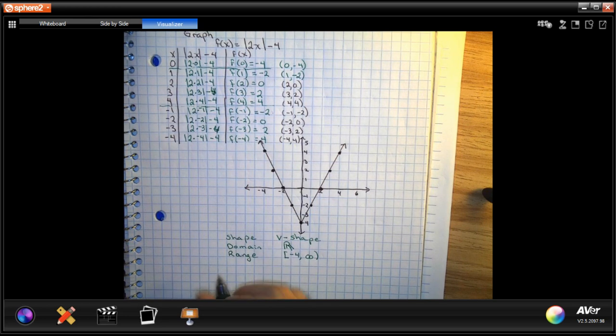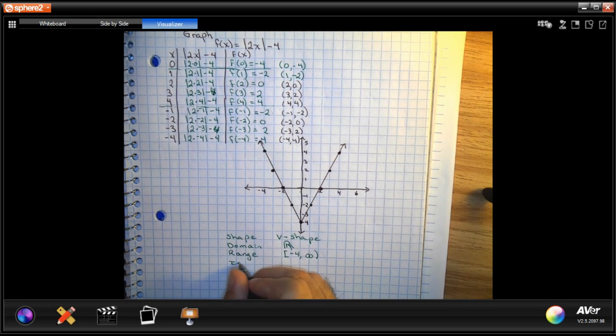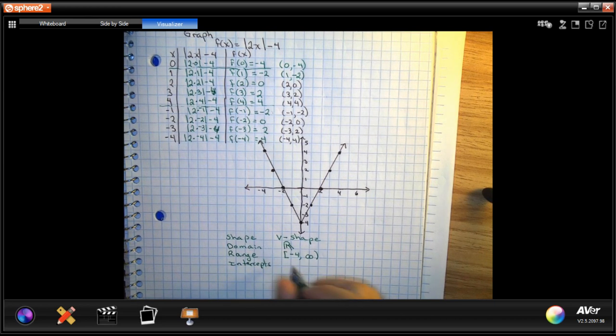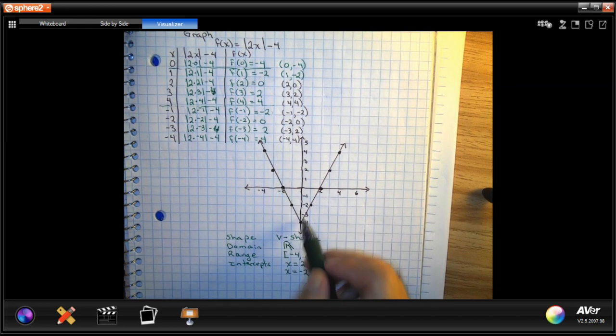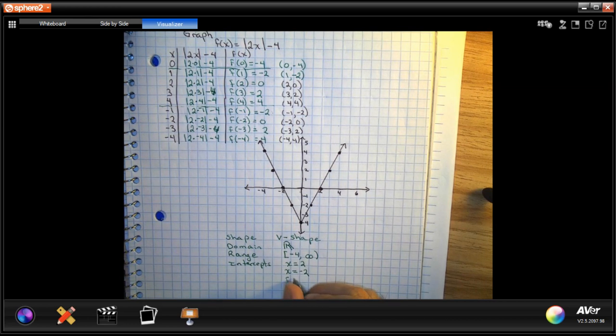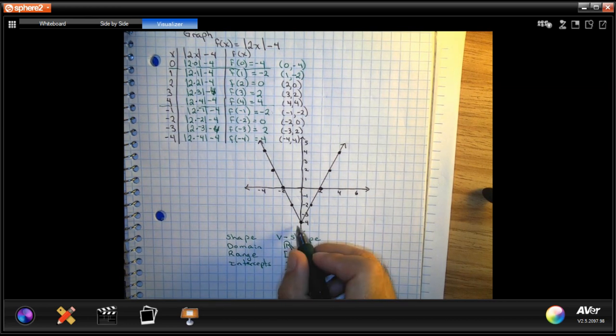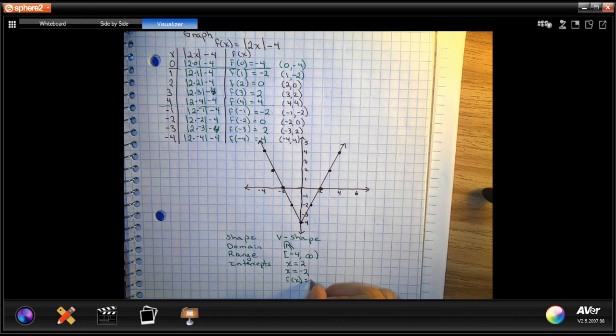The intercepts are at x equal to 2, x equal to -2, and f of x equal to -4.